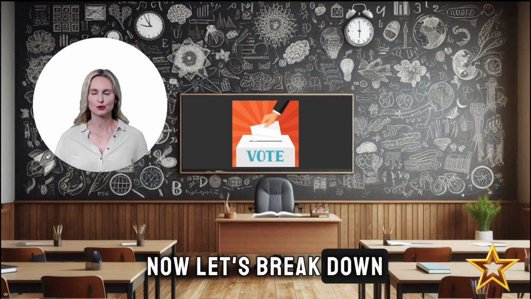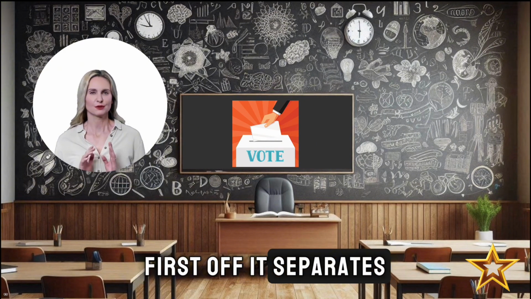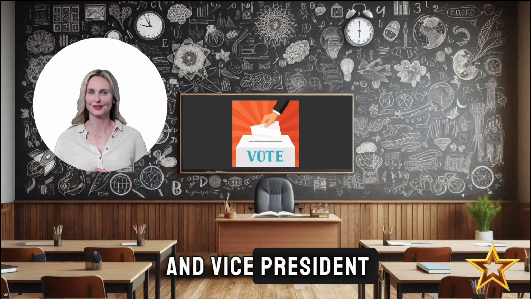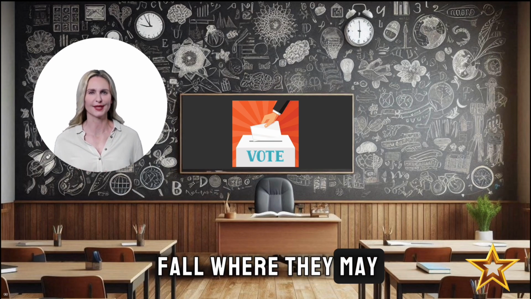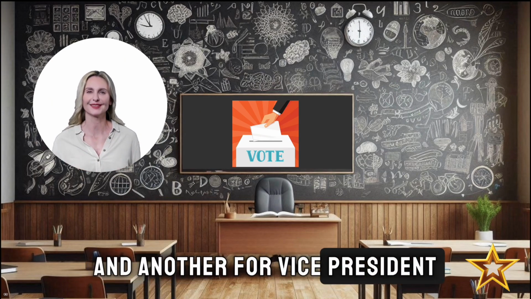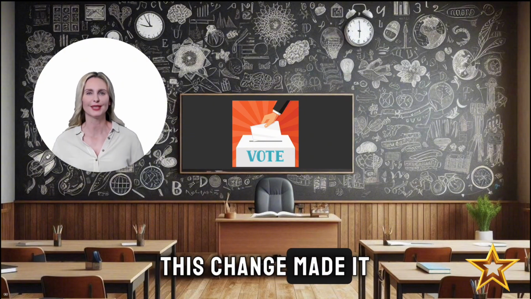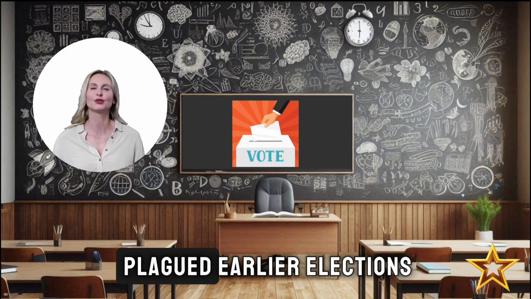Now, let's break down what the 12th Amendment actually does. First off, it separates the ballots for president and vice president. Instead of voting for two people and letting the chips fall where they may, electors now cast one vote for president and another for vice president. This change made it clear who was running for what position and helped eliminate the confusion that had plagued earlier elections.